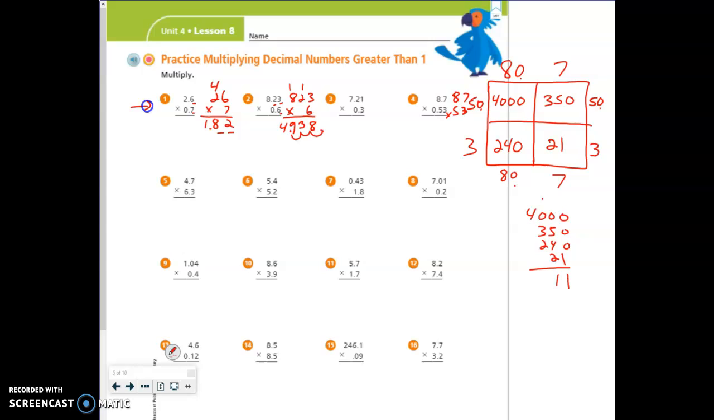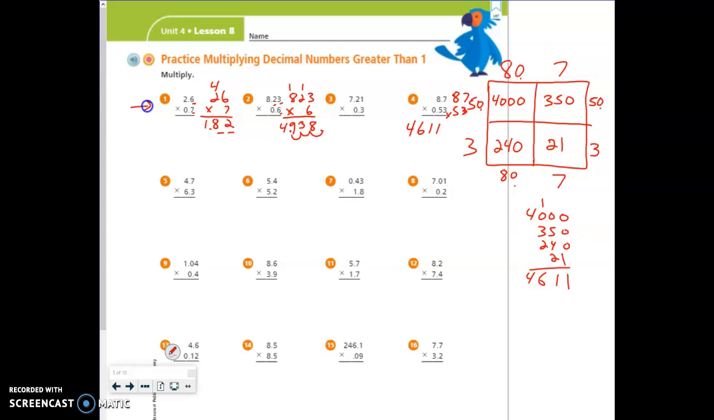9, 11, regroup one more. 3 plus 2 is 5, plus one more is 6. So my original answer should be 4,611. Okay, and I'm going to put that back up here, 4,611.